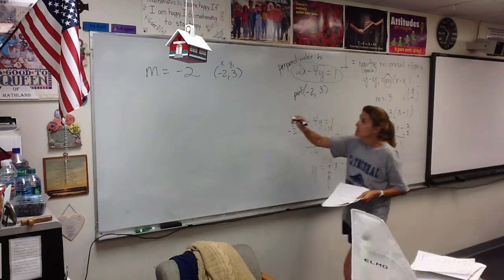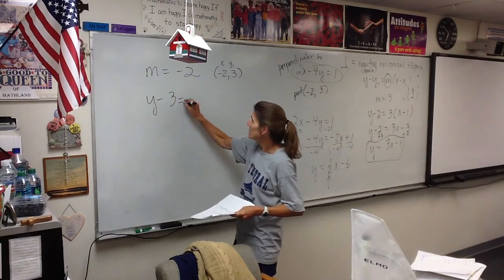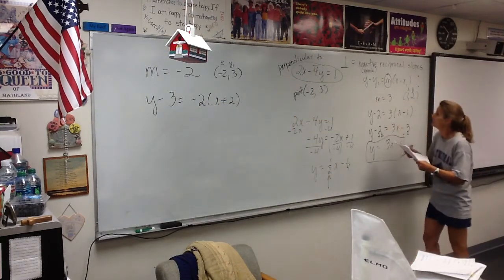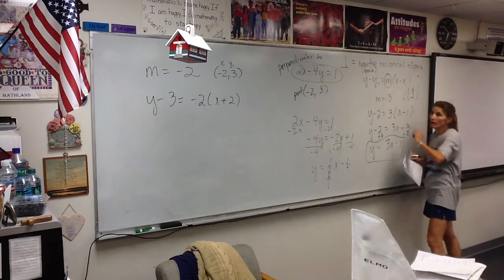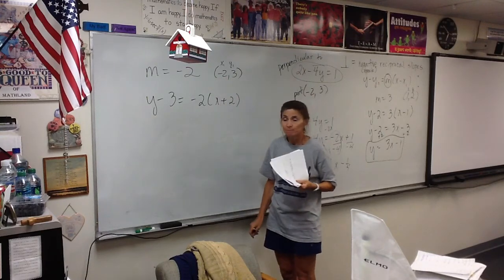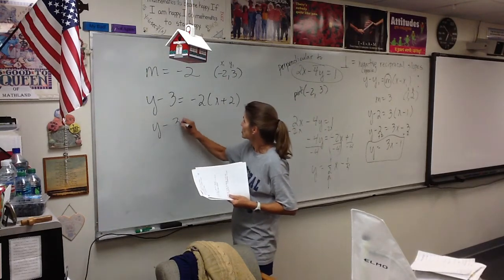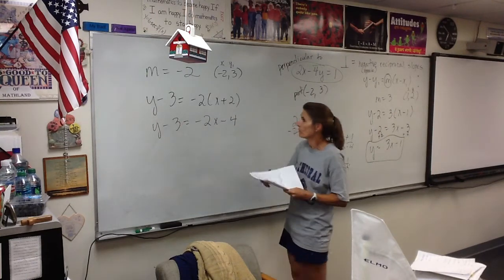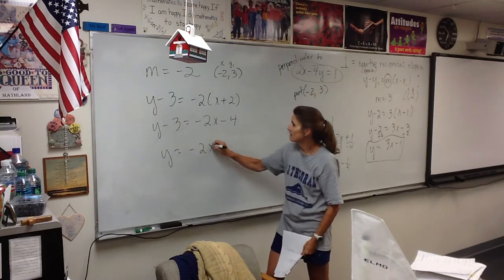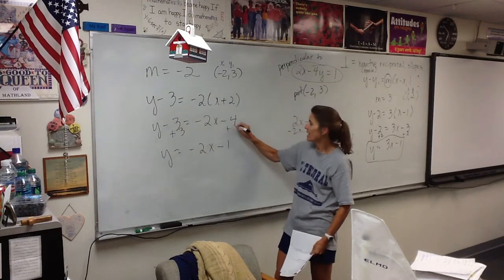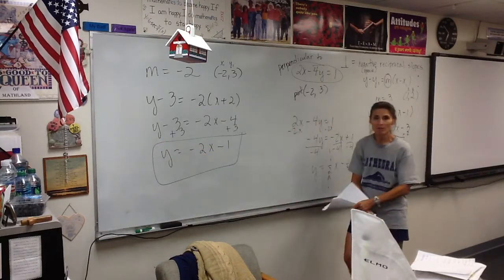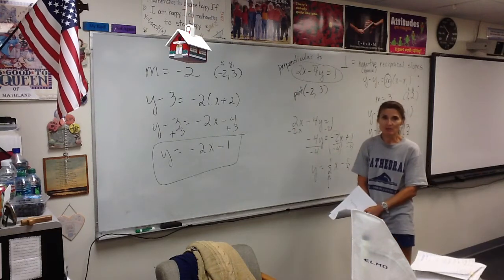So here's my form. I'm going to have y minus 3 equals -2 times x plus 2. Be careful. It's x minus x1, so when I do x minus -2, it would be x plus 2. So y minus 3 equals -2x minus 4 when I distribute my -2. And y equals -2x minus 1 when I add my 3 to both sides. And that finally, after a whole bunch of jabbering, is the answer.